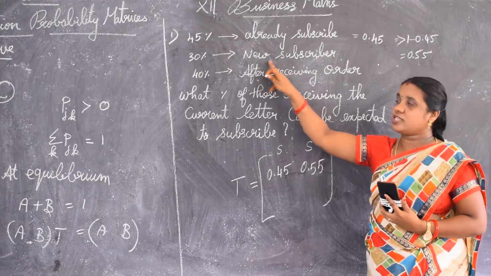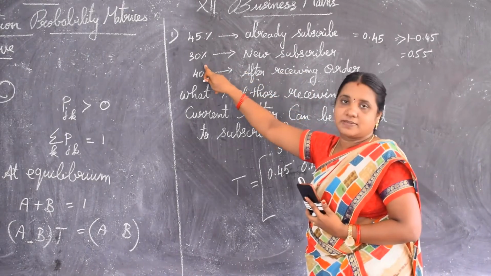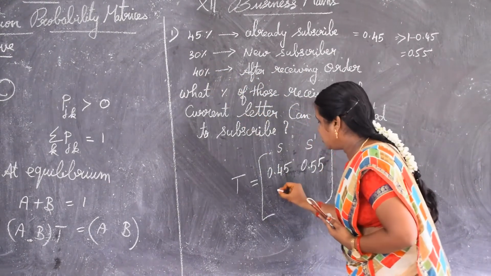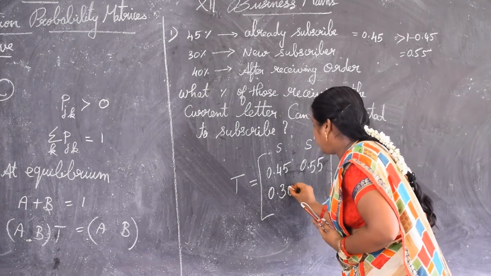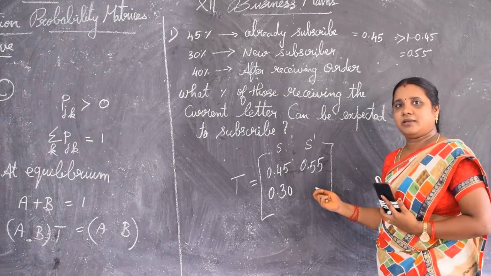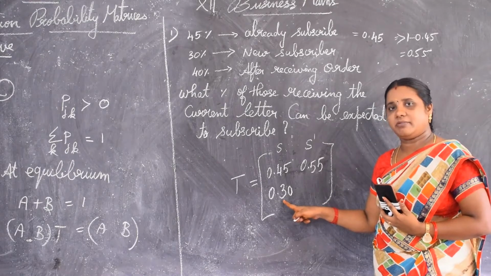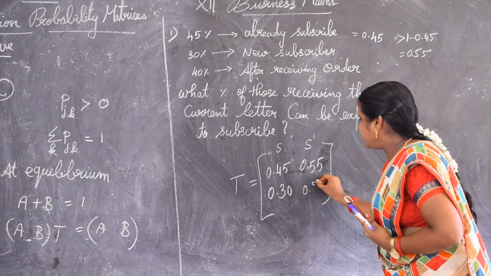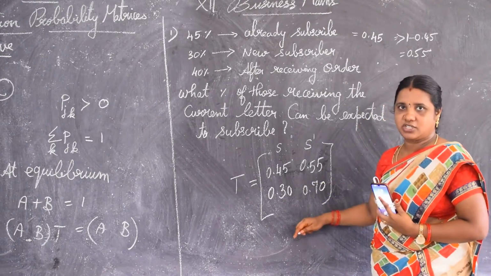Next, the new subscriber: how much? If you look, it is 30%. I am going to write it as 0.30. Then not a subscriber, you have to subtract from 1. If you subtract from 1, what do you get? 0.70. This is our transition matrix.